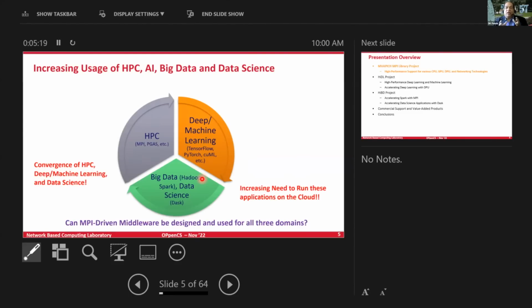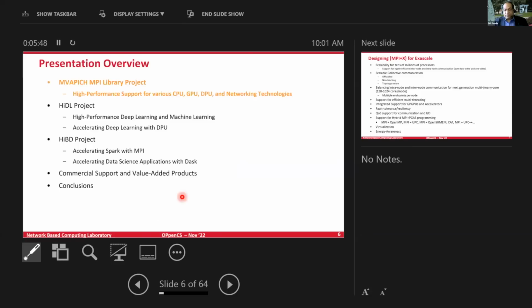And all this software needs to scale up and scale out. Scale up means within the node, if I keep on adding more CPUs, GPUs, DPUs, performance should improve. And then if I have more nodes, I should also get good performance. And typically, over the last 40 years, the MPI library has been able to provide both scale up and scale out for HPC workloads. So now the question is, can we take the same MPI middleware, not only to satisfy HPC, but also to do it for deep learning, machine learning, and big data?